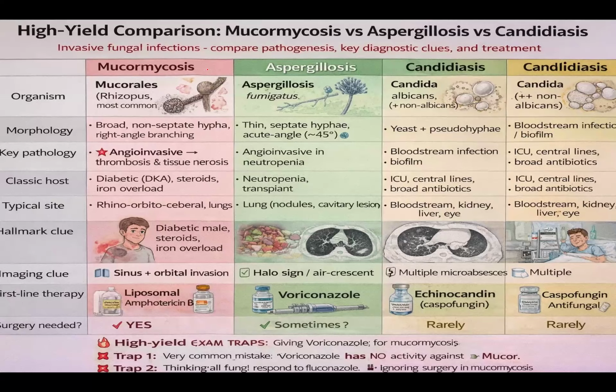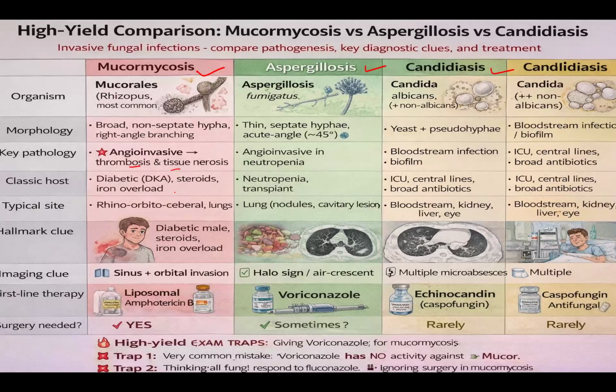Okay, so first we have mucormycosis, then we have aspergillosis, candida, and then we have the candida which is going into the bloodstream. So basically candida systemic, mucormycosis, aspergillosis. Let us first pay attention to mucormycosis caused by Rhizopus. Most commonly here you have the Mucorales. Angio invasion is one of the main things that you should know, which causes thrombus and tissue necrosis.